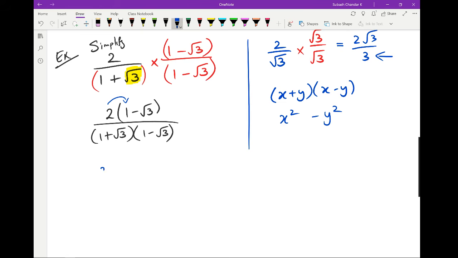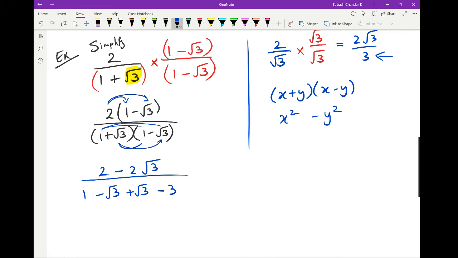So I've got 2 times 1, which is 2, and then 2 times negative root 3 is going to be 2 root 3. And the whole thing is now divided by, I've got 1 times 1, 1 times negative root 3, root 3 times 1, so that's going to be positive root 3, and then root 3 times negative root 3, which is going to be negative 3. So at this point, you guys can see that these two things cancel out, and we're left over with 2 minus 2 root 3 divided by 1 minus 3, which is negative 2.